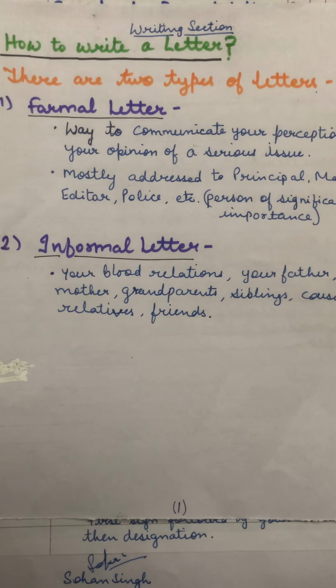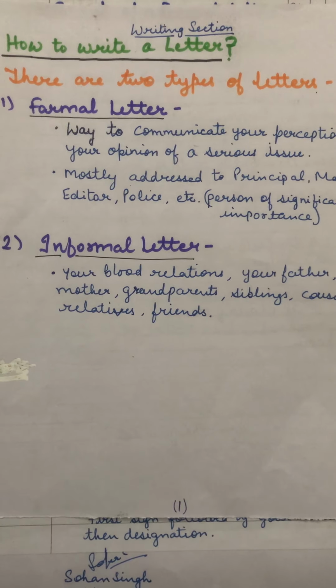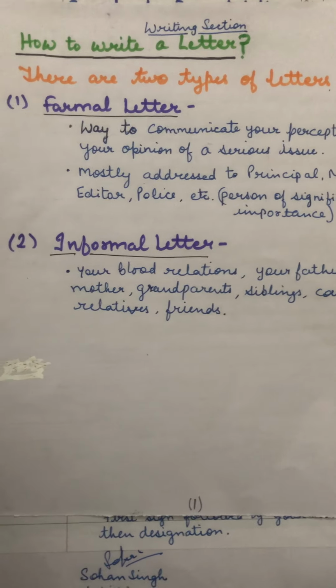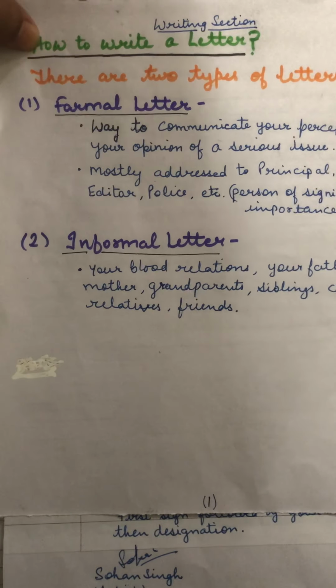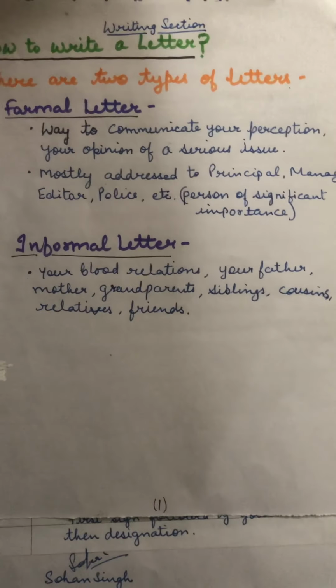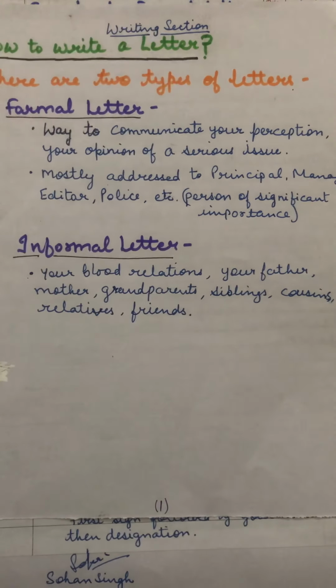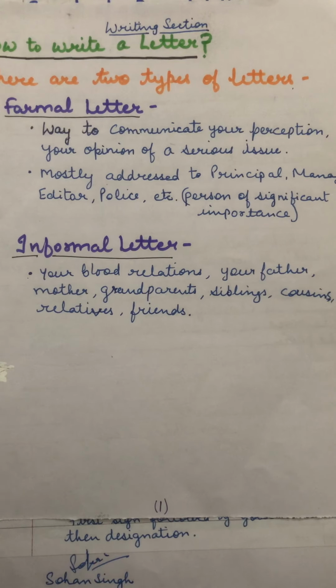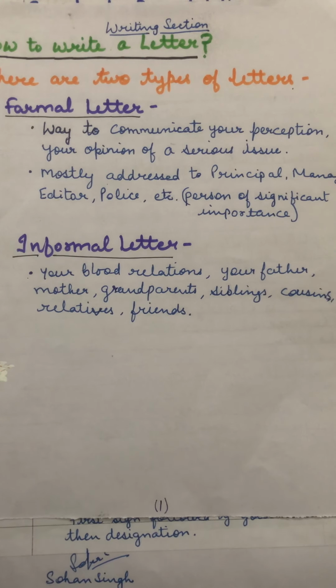First, let's see. There are two types of letters: formal letter and informal letter. A formal letter is a way to communicate your perception, your opinion of a serious issue. It is mostly addressed to a principal, manager, editor, police, etc., a person of significant importance. And the informal letter we write to our blood relations like your father, mother, grandparents, siblings, cousins, relatives, friends.